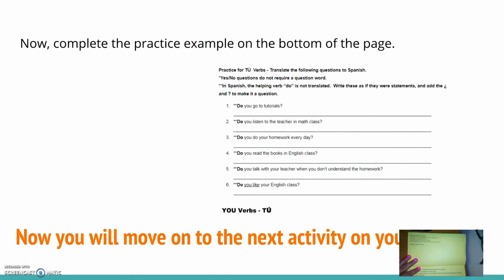Now you need to complete the practice at the bottom of the to section. Once you are finished writing these 6 sentences in Spanish, you need to take them to your teacher and have her sign off. Then you will move on to the next activity on your paper.